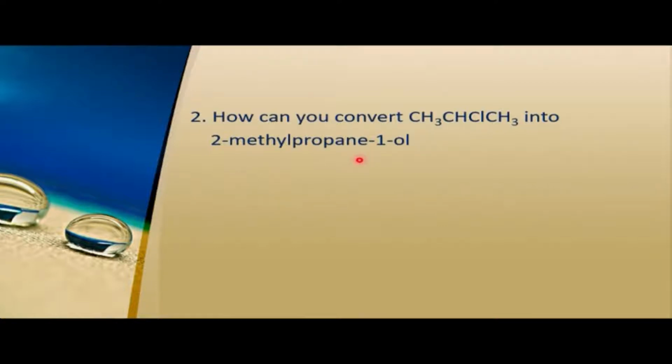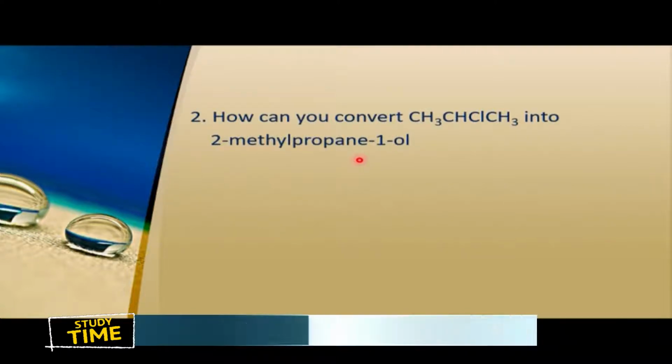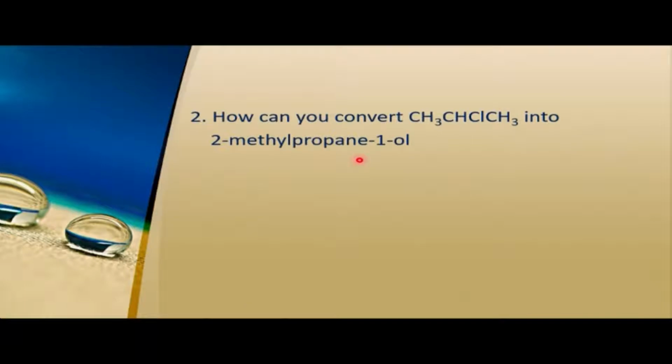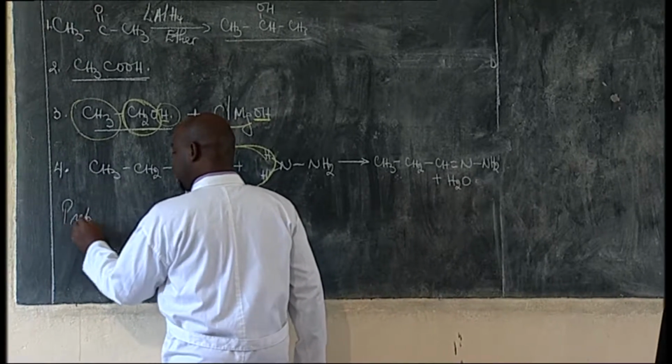Remember, we said that to work out this question, it is always important to start by drawing the structural formula of the compounds, especially the one we want to produce, so that we can know the transformations we can carry out to get to that compound. So, without delaying, we have 2-chloropropane. Here is the preparation.